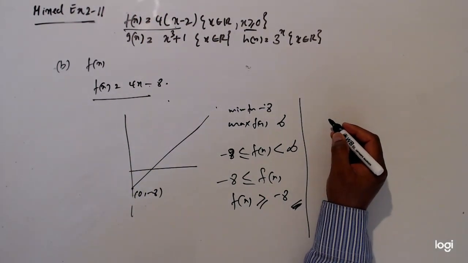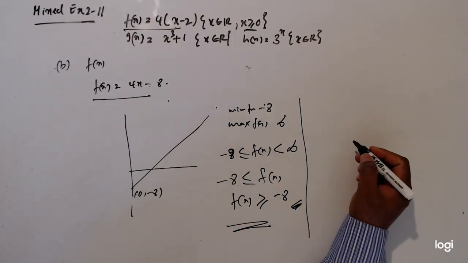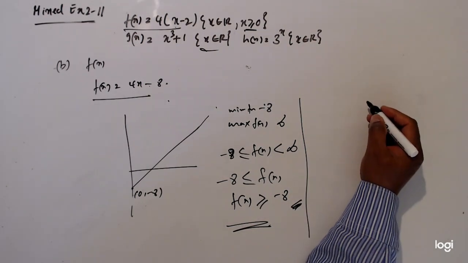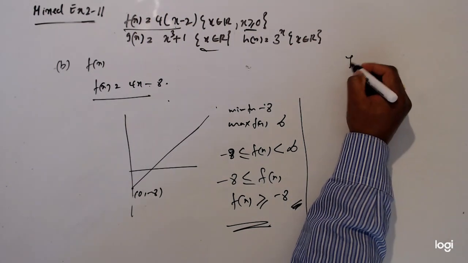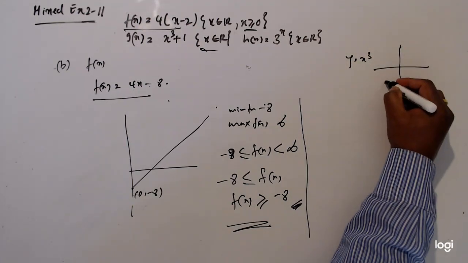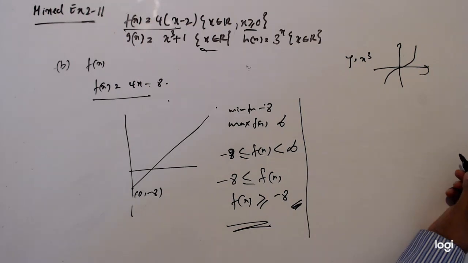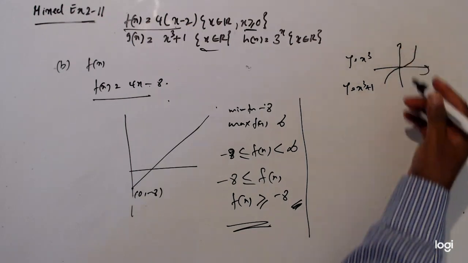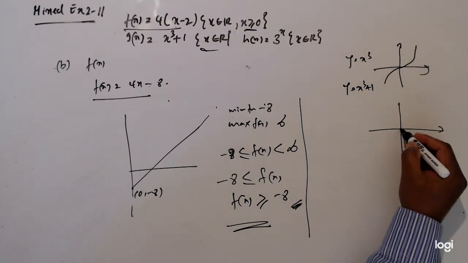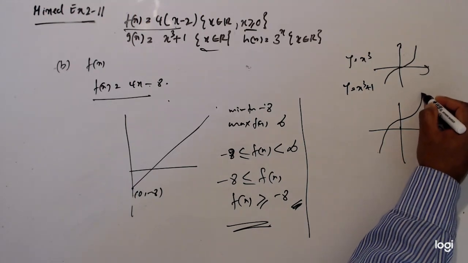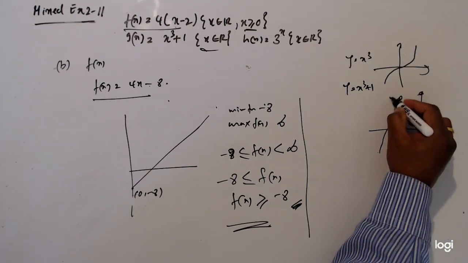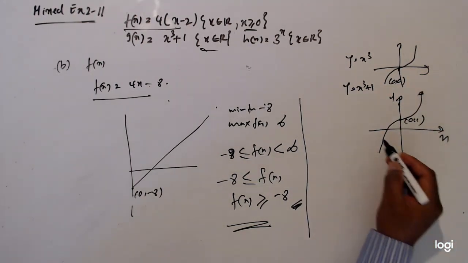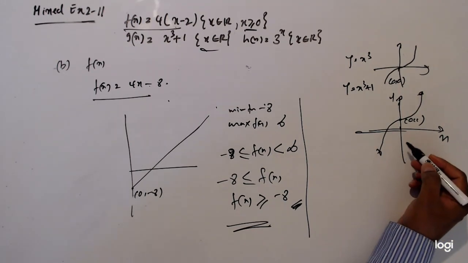And g(x), or range, this is the range of g(x). x is a real number. We know that y equal x cube graph, something like this. Then y equal x cube plus 1. So this is a vertical translation, something like this, x and y. So this is 0, 0, and now this becomes 0, 1.